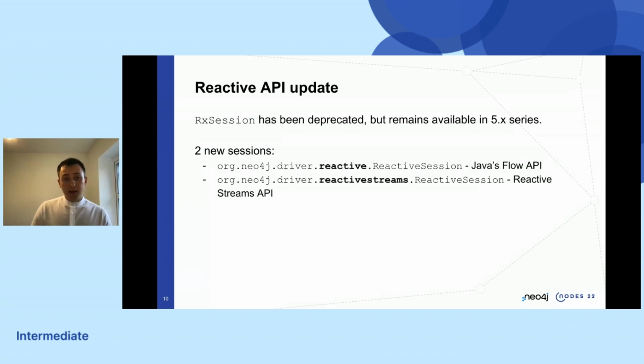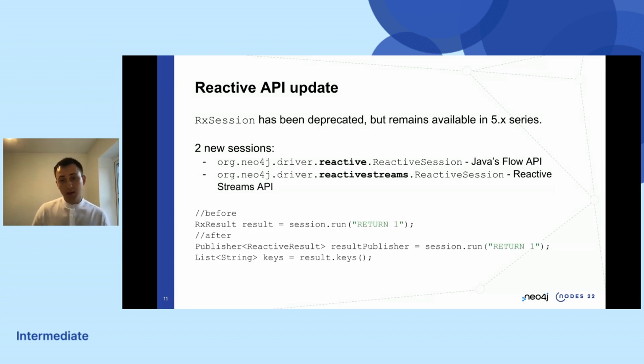On the reactive side, the Rx session has been deprecated, but again, remains fully functional and available in version 5, giving you plenty of time to migrate. There are 2 new reactive sessions introduced. One uses Java's Flow API types, and another one uses Reactive Streams API types. It's entirely up to you which one you would like to use. They are functionally the same, and we support both.